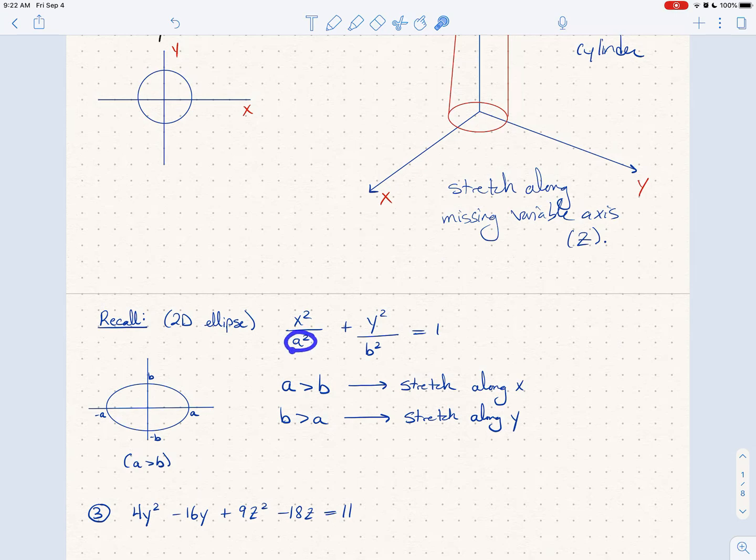If the number a is actually bigger than b, you stretch along the x-axis, so it's going to be longer this way. Whereas if b is the bigger number, then you stretch along the y-axis, longer that way. You can talk about the foci and all of these things, but for our purposes, if we can just figure out the 4 distances off of the center and graph an ellipse like that, then we're going to be good to go. That's plenty accurate for us.